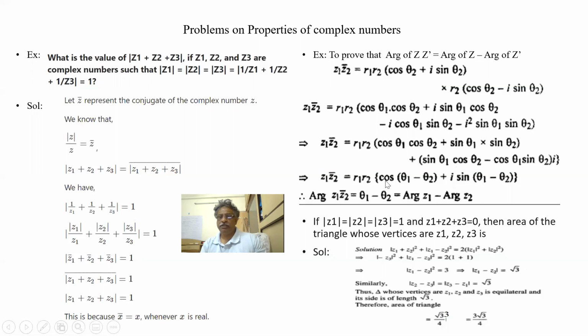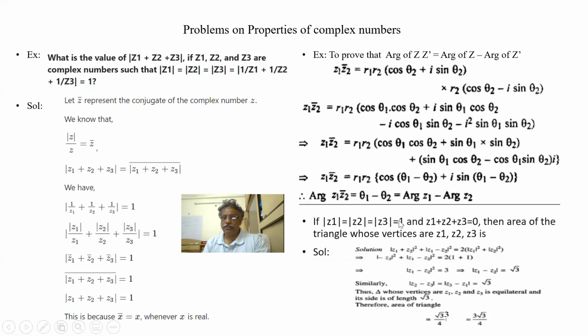This is nothing but the argument of Z1 Z2 bar, which is equal to theta 1 minus theta 2, nothing but arg Z1 minus arg Z2 bar. Here it is slightly confusing. This is theta 1, theta 1. This is only R1, R2 is not there. Okay. Now let us see this one.